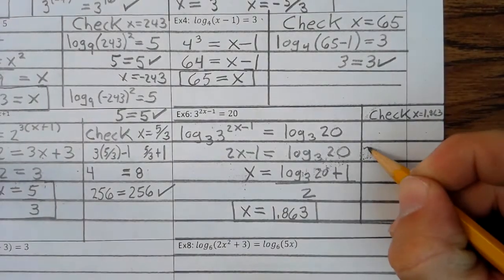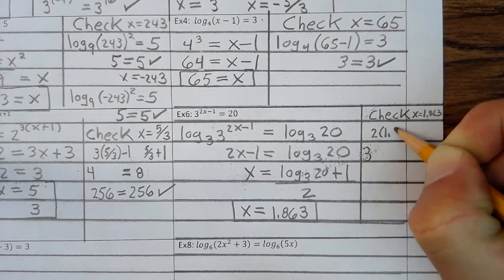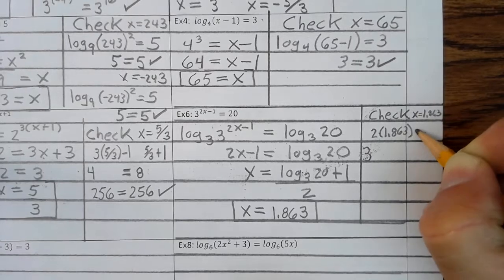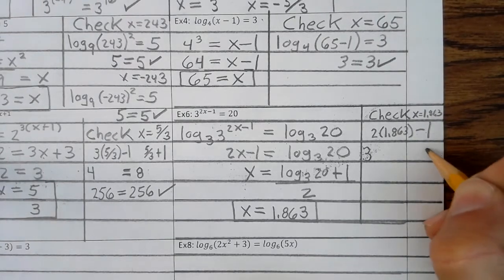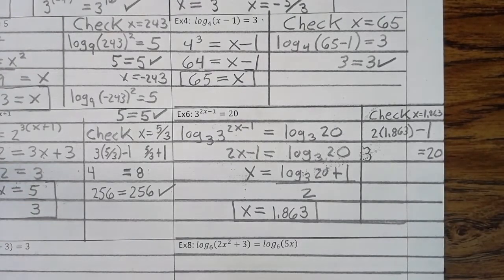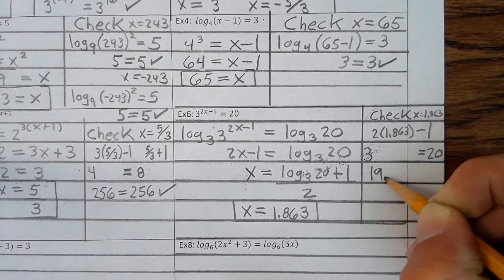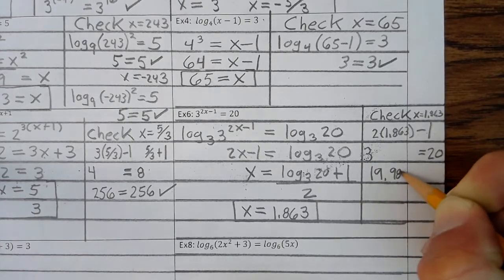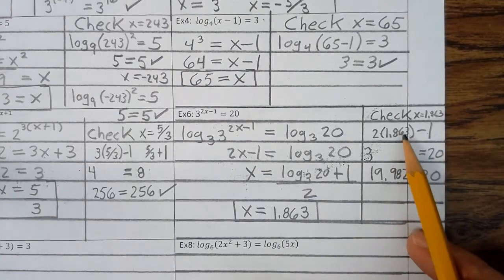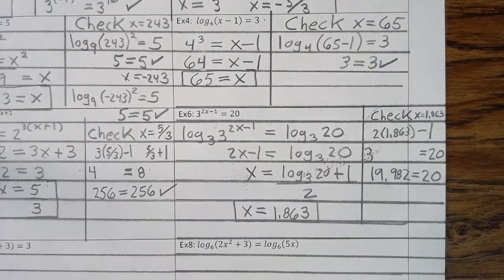So then that's 3 to the 2 times 1.863 minus 1 equals 220. So this equals 19.982, which doesn't exactly equal 20, but remember we rounded. Since we rounded, we know that that's close enough to 20 so that we know it checks.